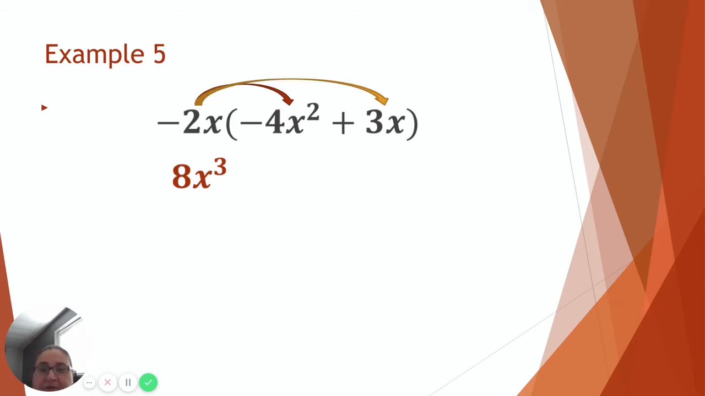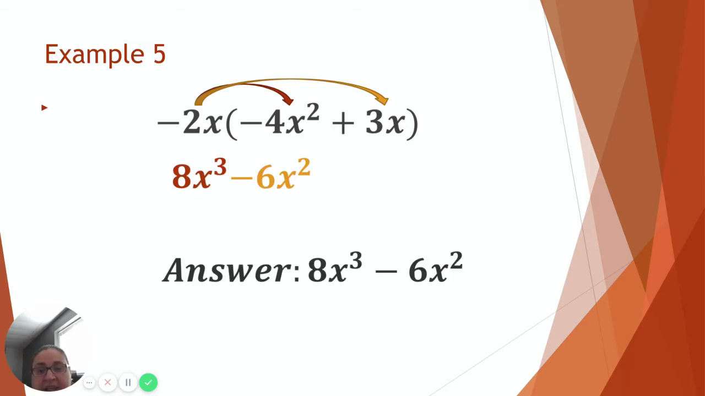Then I distribute to the 3x. So again, I'm going to multiply negative 2 times 3, which is negative 6. Then I do the x's. There's 1x out here, and there's 1x at the end, so that means I have 2 x's, and that's how I get negative 6x squared. I cannot combine them because one is x cubed, one is x squared, so they are not considered like terms. So my final answer is 8x cubed minus 6x squared.